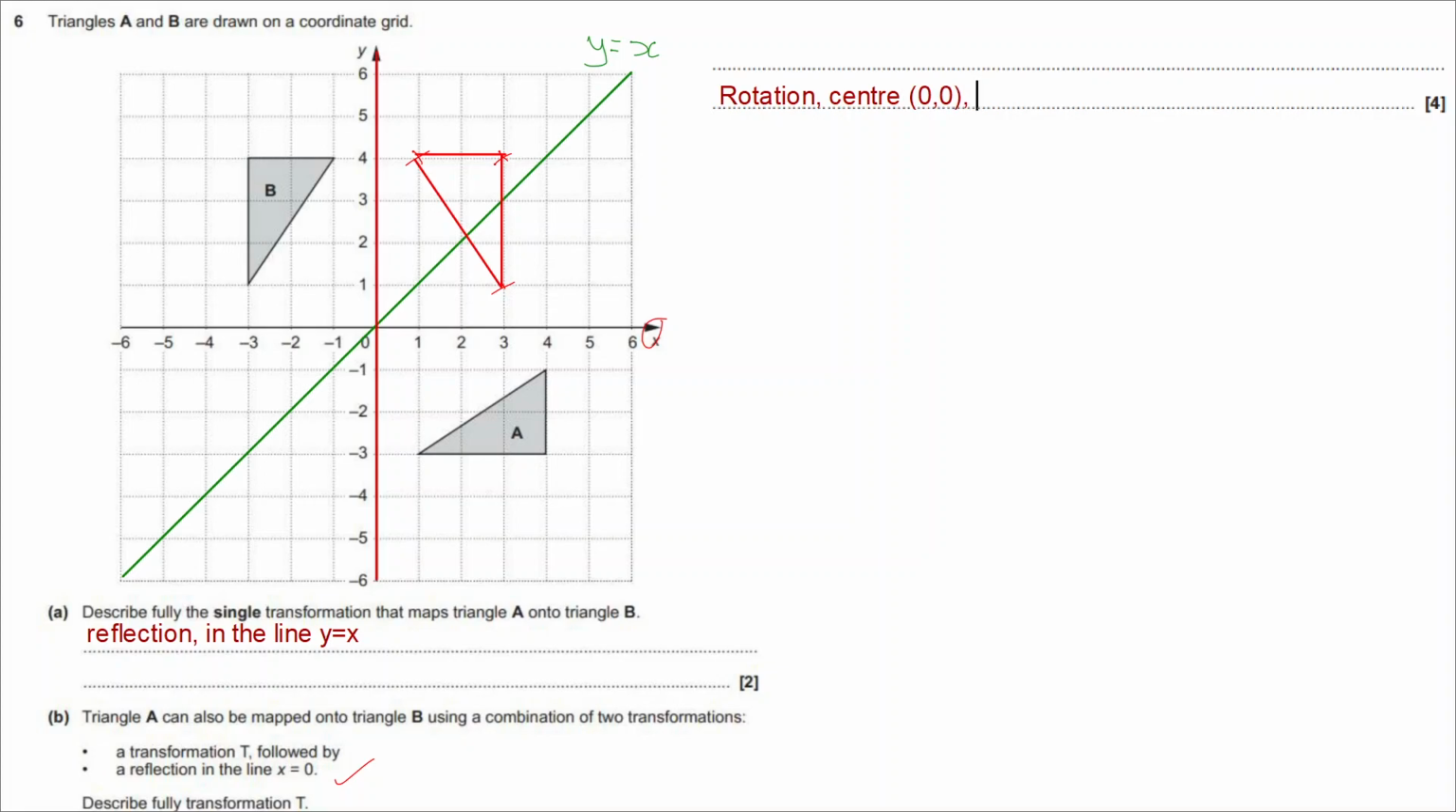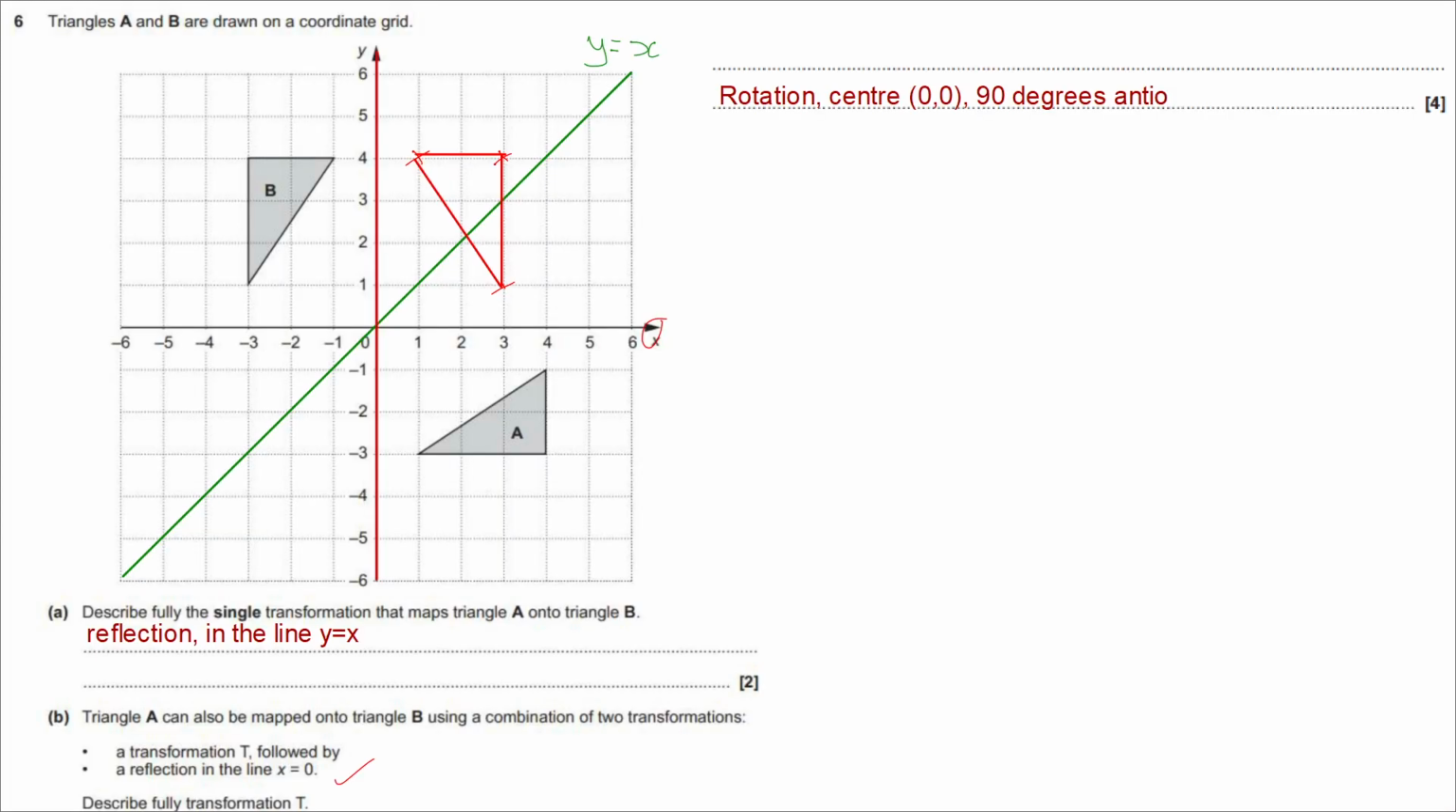And the angle of rotation is 90 degrees anti-clockwise. Or you could say 270 degrees clockwise. Okay, and that is it. Rotation, you've given the coordinate, you've given the angle and the direction. That is it for all the marks. Apologies, I can't find out how to get the tracing paper on the screen here, but hopefully you get the idea.